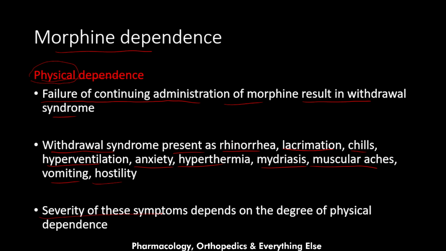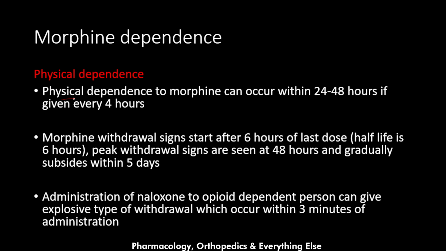And the severity of these symptoms depends on the degree of the physical dependence the patient has. Physical dependence to morphine can occur within 24 to 48 hours if the drug is given every 4 hours to the patient. And the morphine withdrawal signs start after 6 hours of the last dose, because the half-life for morphine is 6 hours, and the peak withdrawal signs are seen at 48 hours and gradually subside within 5 days.